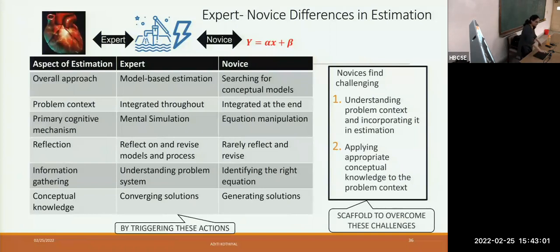This knowledge now feeds into our design. We also found some challenges, shown at the right, that novices are having. We need to scaffold them to overcome these challenges, and we need to trigger certain productive actions that experts are taking. We are not saying we want them to follow this exact process, because even experts don't follow an exact process. But there are certain productive actions, like simulating the system, considering the problem context, and reflecting on their model. We want them to do these actions, and that is what we focus on in the learning environment.